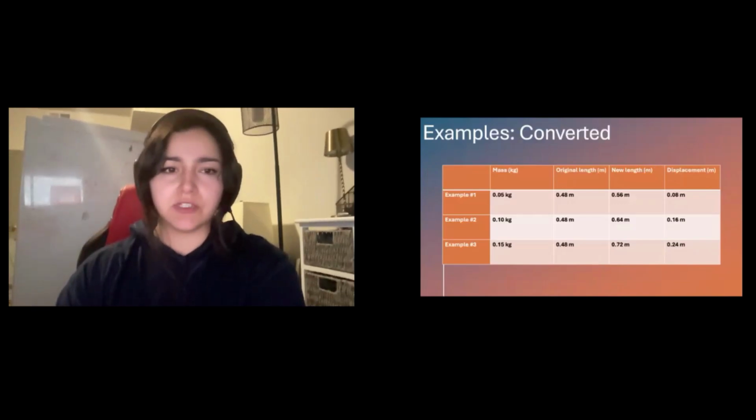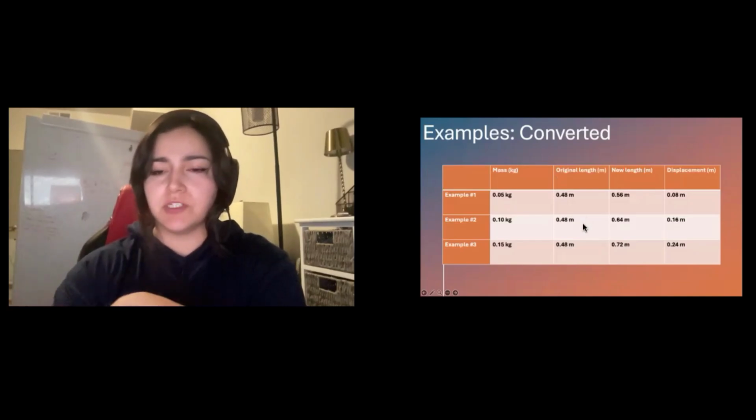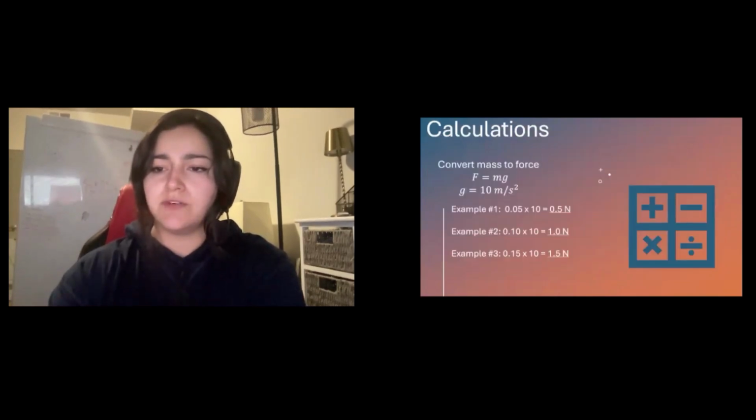And then I did the conversions, and you can see I have everything down here. For the conversions, grams to kilograms, you just divide by 1,000, and centimeters to meters, you just divide by 100. So here are the first calculations.